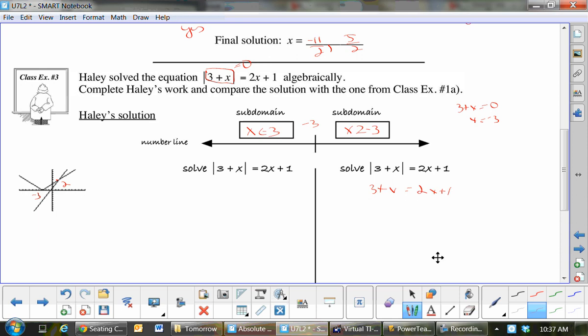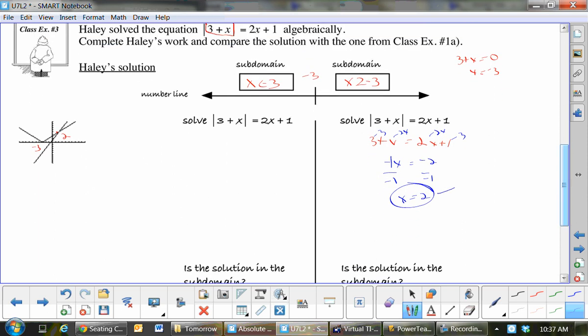Now, do some quick algebra. I'm going to minus 2x here. It gives me negative 1x. I'm going to minus 3. That is negative 2. I'm going to divide by negative 1. X equals 2.